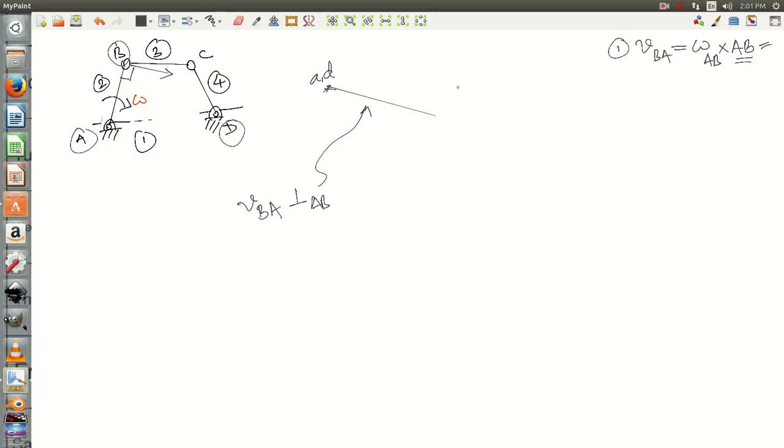Now by choosing a suitable scale, for instance, if VBA, that means the velocity of B with respect to A, is assumed to be 5 meters per second, then by choosing the scale of 1 meter per second equal to 1 centimeter, we can locate the point B, which is exactly at 5 centimeters, along the tangential direction to the velocity of B or perpendicular direction to the link AB.